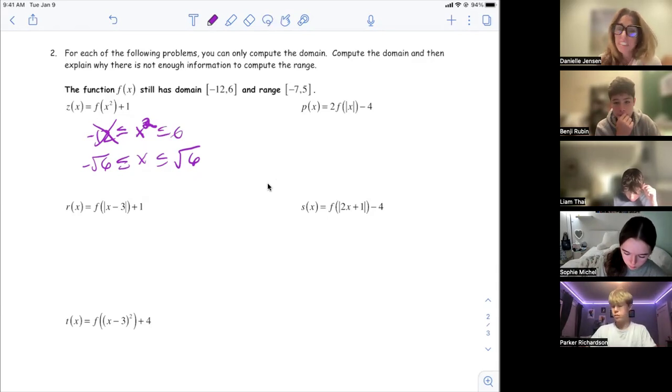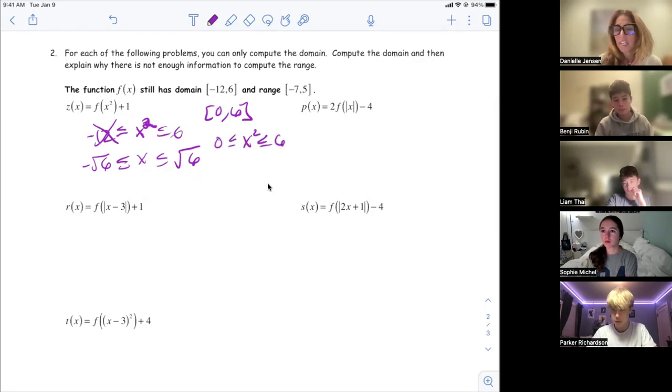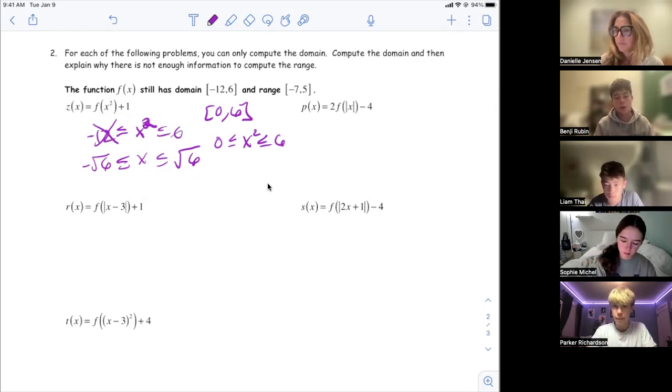But it would be different if, say, the original domain, Benji, had just been 0 to 6, right? Then you'd say, okay, x squared between 0 and 6. Am I going to be cutting off anything negative? No. So you just have to look at the negative when you're doing the problem, basically.